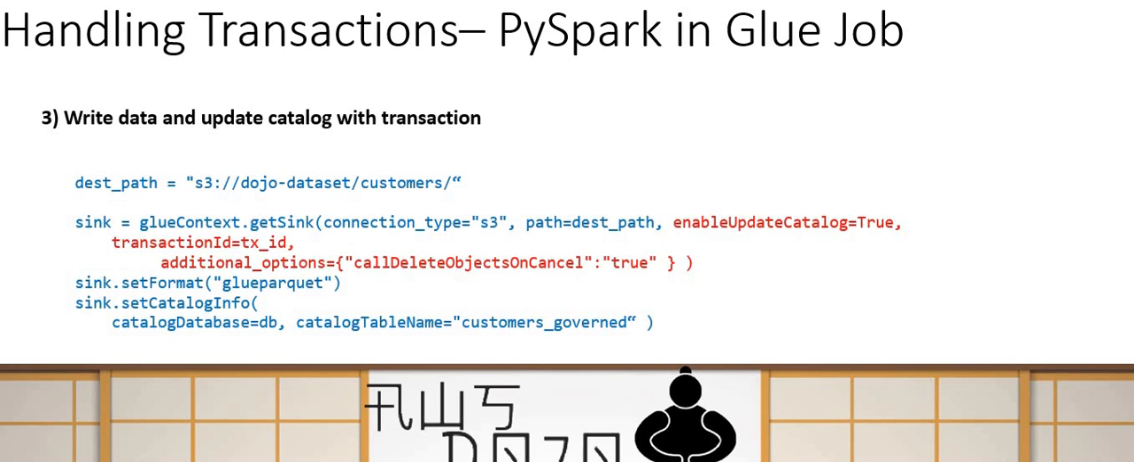Now it is time to write the data, and write the data and update the catalog with the transaction. For that purpose, here is my destination path, where I am writing my data in S3. So we create a sink first. We use glue context get sink. This is an S3 type of connection, and this is my location. I want to update my catalog. So when I'm writing my data there, I want to update my catalog that a new object has been written at your data location. I want to register that new object in the catalog.